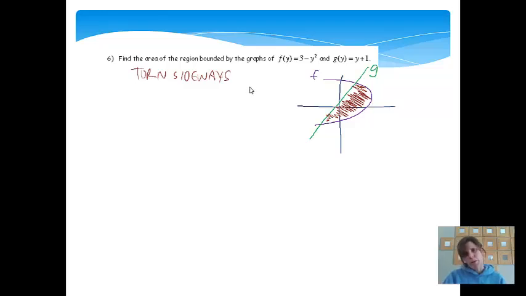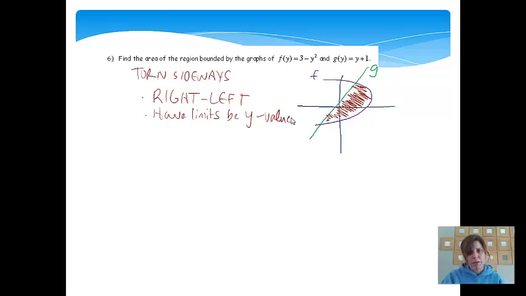And then what we're going to be doing on this one, instead of looking at top minus bottom, we're going to be looking for right minus left. Okay, and the other thing that we're going to do is we're going to have our limits, since we're dealing with the y-axis instead, be y values instead. So instead of going from something to something in the x direction, we'll be going from something to something in the y direction.